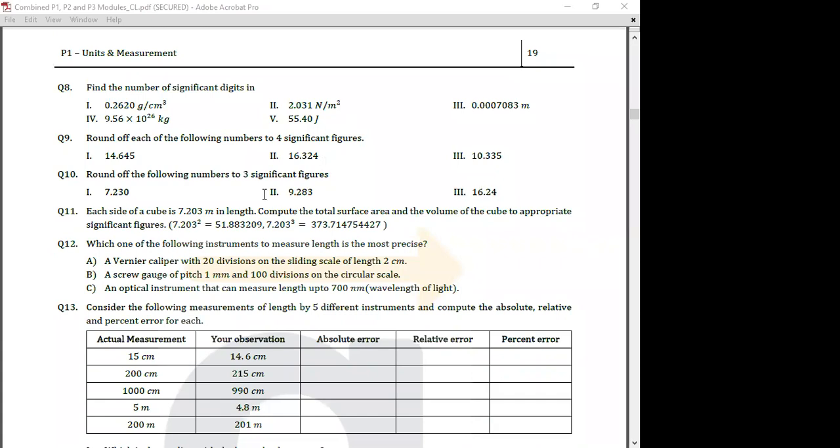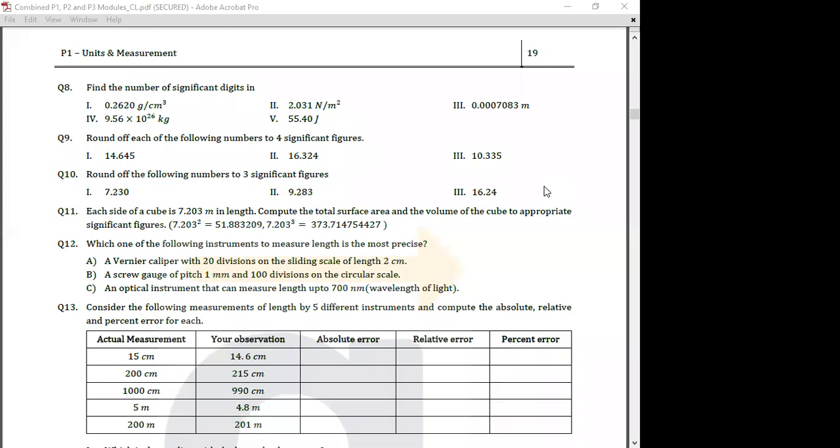Okay, yes, 11th. It is just rounding off and significant figures. So the 11th and 12th. The 11th one is based on rounding off and significant figures.